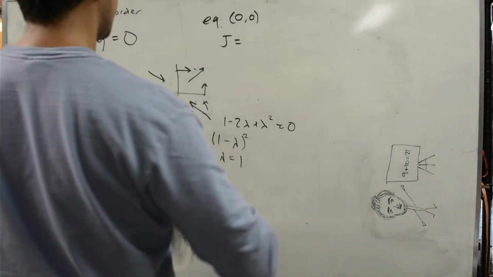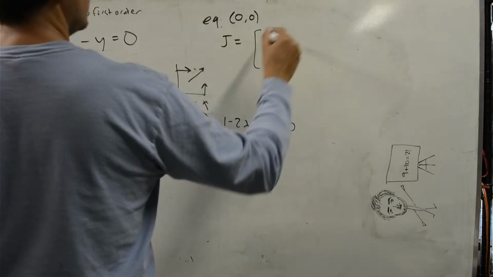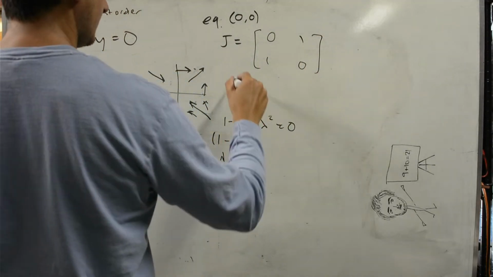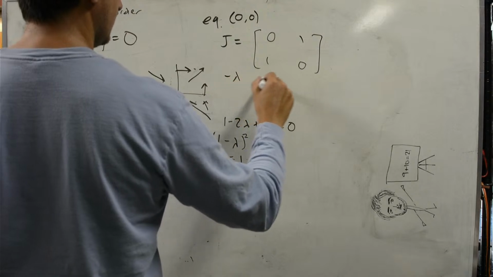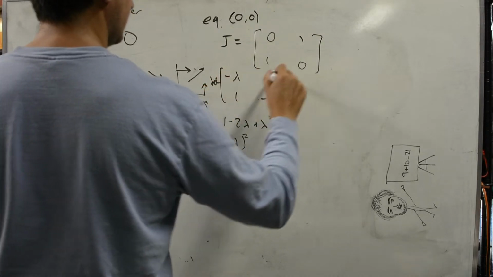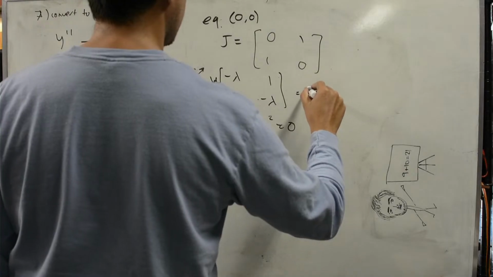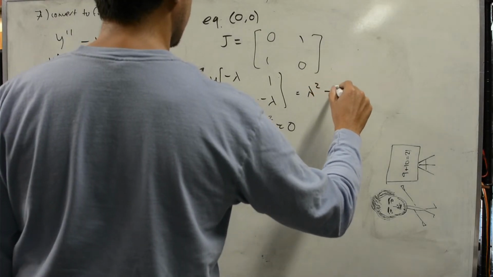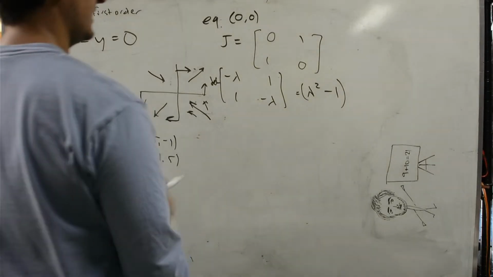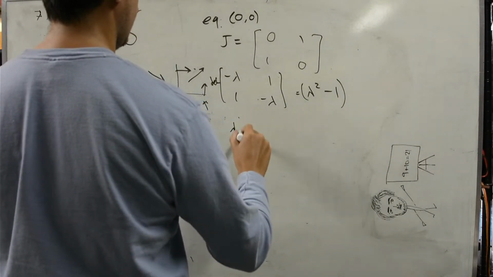The Jacobian is 0, 1, 1, 0. So we're gonna get minus lambda, 1, 1, minus lambda. The determinant of this is equal to lambda squared minus 1. So then we get lambda equals plus or minus 1.